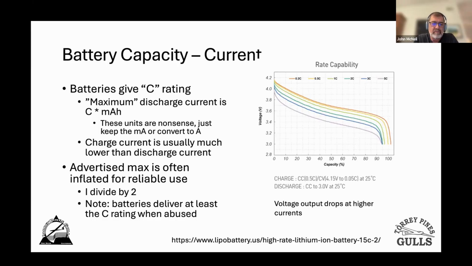So if I'm serious, which in this conversation we usually care more about powering electric motors than radios, but it still matters for radios, I divide by 2 or 3 depending on the battery manufacturer and my history with them. When we get to safety, though, that C rating is conservative. If you short out a battery, it will at least give you the C rating, if not much higher.